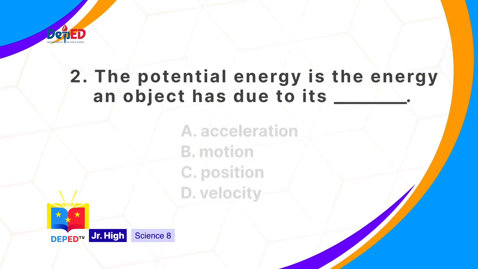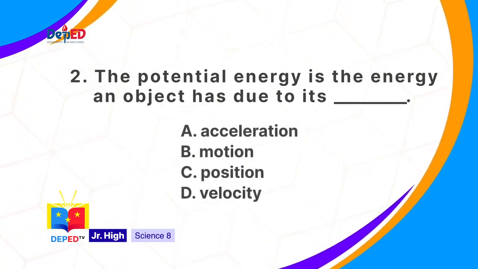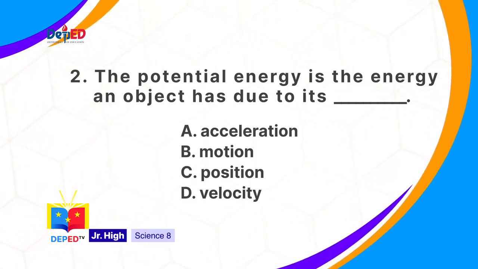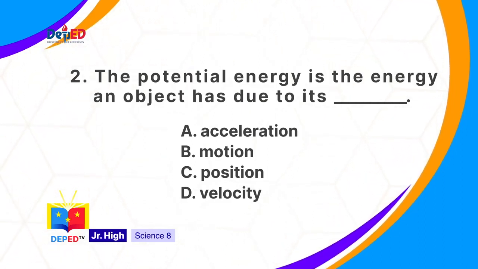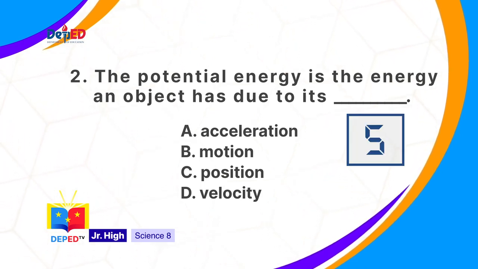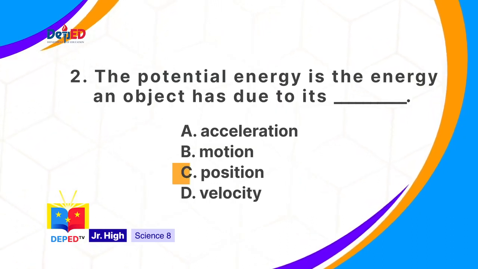The potential energy is the energy an object has due to its A. Acceleration. B. Motion. C. Position. Or D. Velocity? C, position.